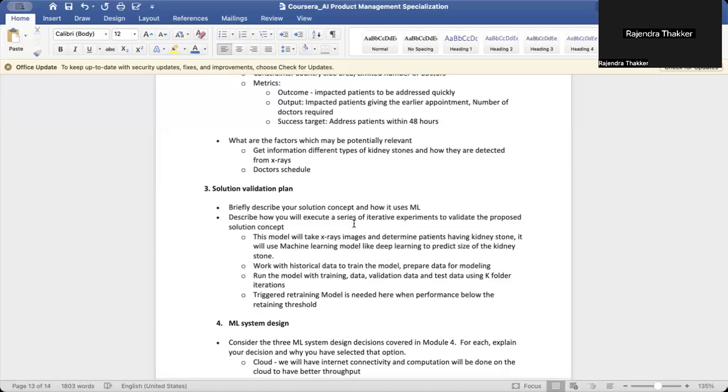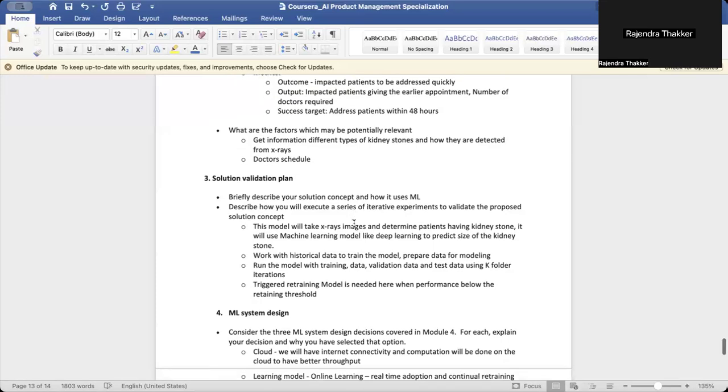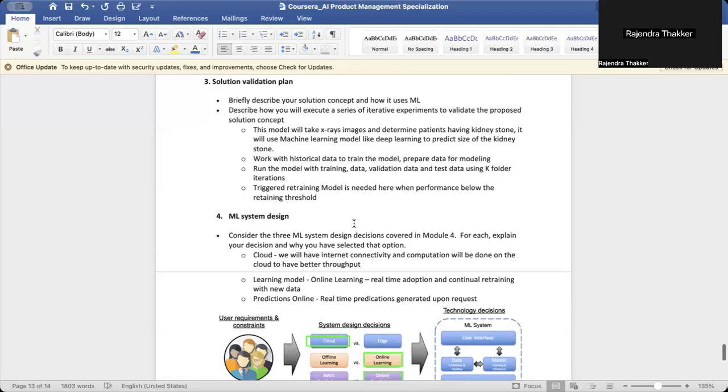What are the factors that might potentially be relevant to understand for this problem and train the model? We want to get the information of different types of kidney stones, how they are detected from the x-rays, and also different schedules for the doctors in that area. Solution validation plan: we want to understand how this concept is going to work and how we are going to execute the experiments.